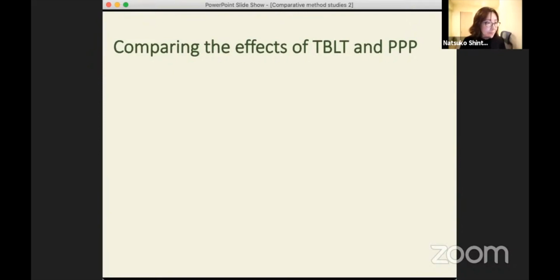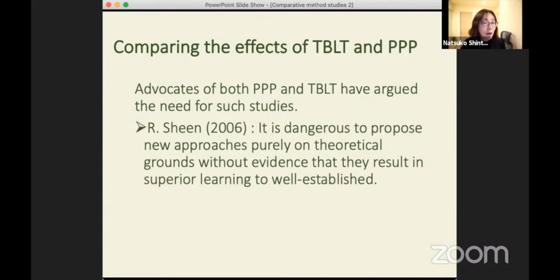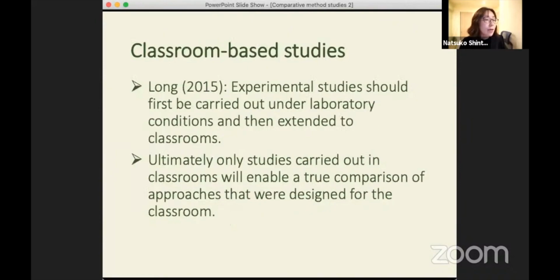Advocates of both PPP and TBLT have argued the need for such studies. For example, Ron Sheen argued that it's dangerous to propose new approaches such as TBLT without evidence that they result in superior learning to well-established approaches such as PPP. Michael Long, who is one of the main advocates of TBLT, as you know, also argues that comparative studies are needed. Today, I would like to focus on classroom-based studies rather than laboratory-based ones, because ultimately, only studies carried out in the classroom will enable true comparisons of approaches that were designed for the classroom.